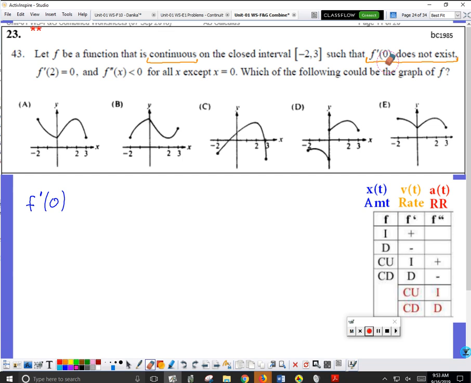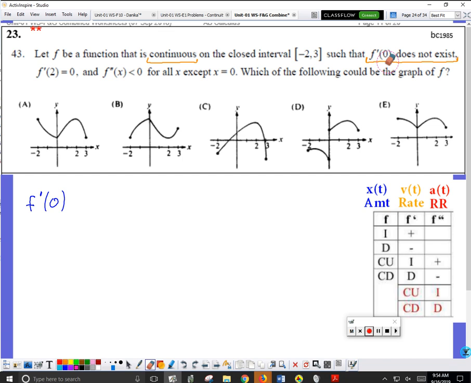Another thing to put on your list of things to memorize. There are 3 ways that a graph will not have a slope. The first way is if there's a discontinuity. If a graph has a discontinuity, it will not have a tangent slope at the discontinuity. You need to memorize that.